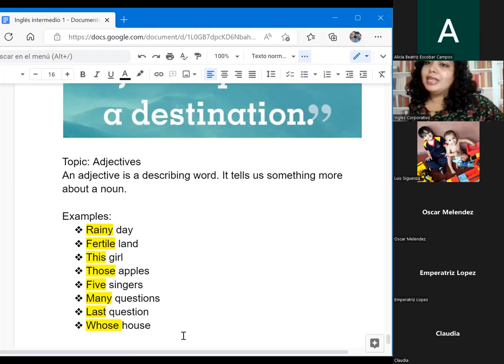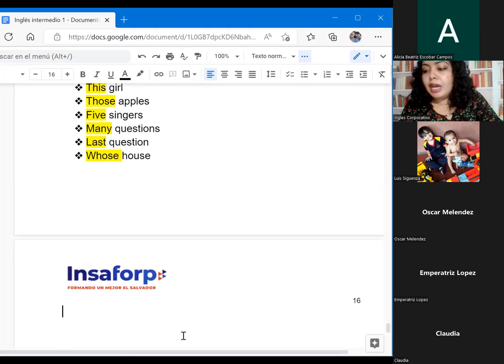Then, we are going to see the classification of the adjectives. We have classifications, or we can say groups of adjectives, that have a specific name. Because we know that we have a lot of words related to this topic, but in that case, we're going to divide it into specific groups, to know what each group is about and what words we find in each group. So, adjectives are classified into.